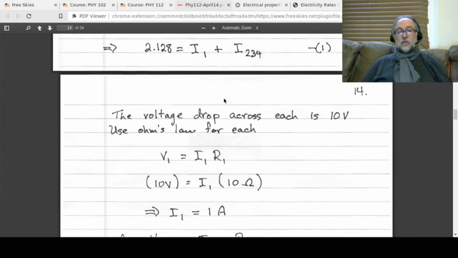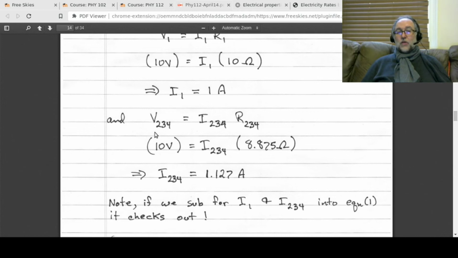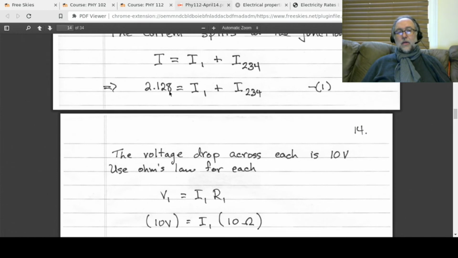Now you do the same thing for the voltage drop across 234. The voltage drop across 234, we just said, has to also be 10 volts. The resistance of the combined 234 is 8.875 ohms, and we find that the current through 234 is 1.127. So we have 1 amp and 1.127. If you add them together, you get 2.127, and that checks out with equation 1. Well, not quite. It's off by 7 instead of 8, but it's just a round off.